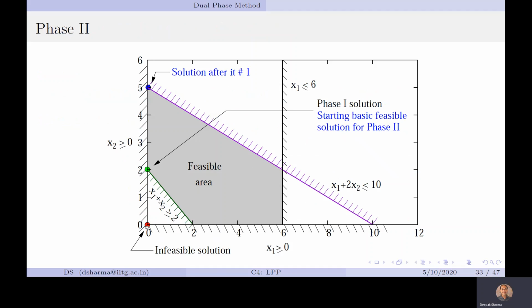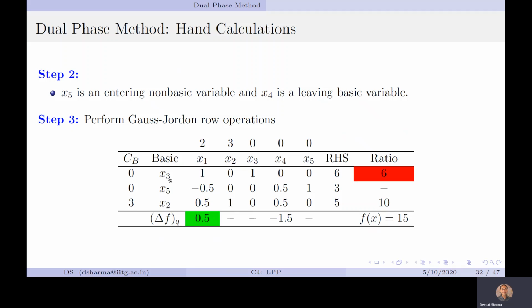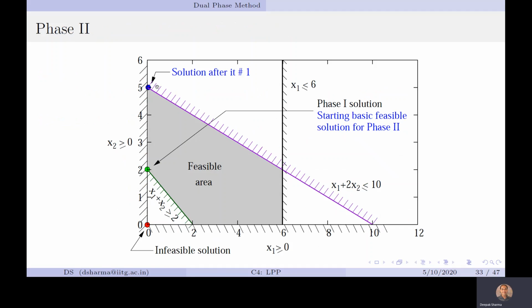Up to that step, what you have found is that we started phase 1 at the origin. Then we get this green point, which is the end of phase 1 but the start of phase 2. Then we started here. The solution which we got in the last iteration was the blue color point. Now I'm going back, so let's look at it. The value of X3 is 6, value of X5 is 3, and value of X2 is 5. So I'm looking at the right hand side, RHS, column. X2 is 5, X1 is still non-basic, so its value is 0. That corresponds to our blue point.